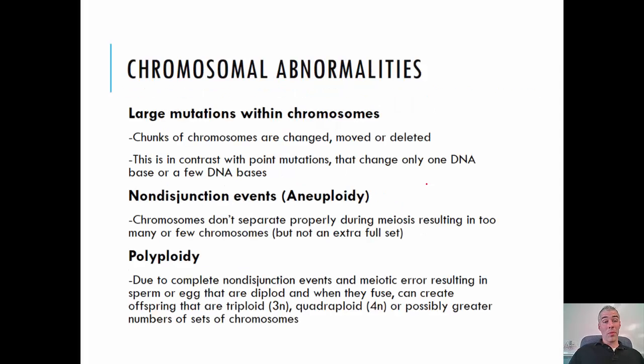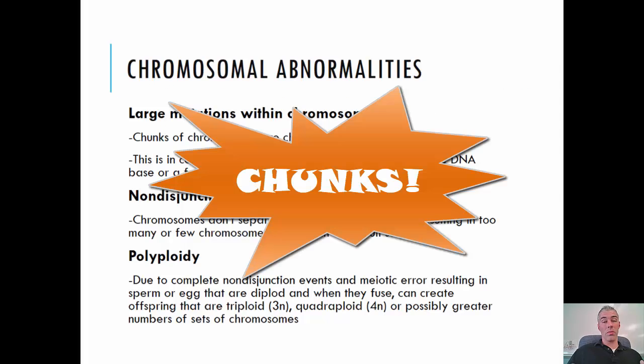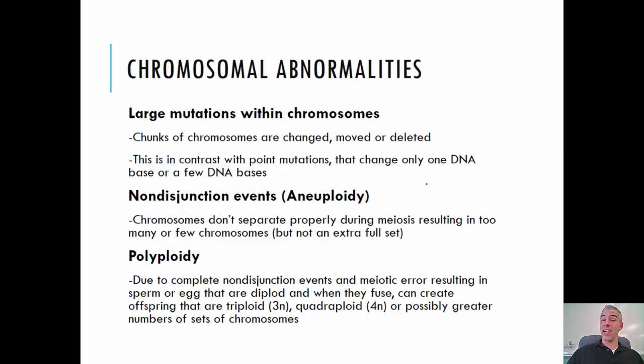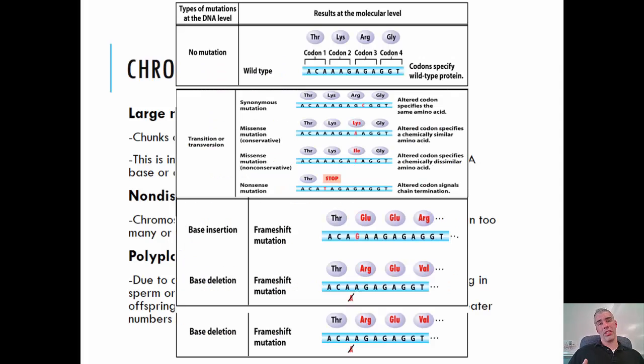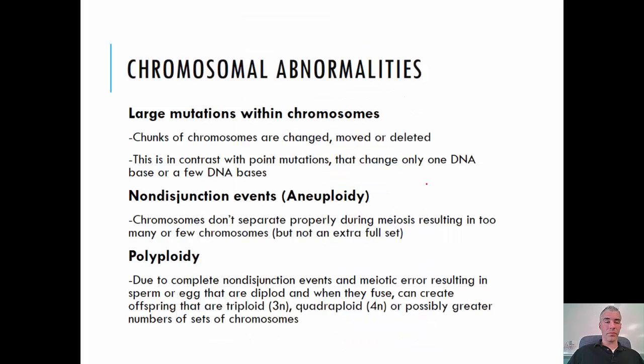Some other chromosomal abnormalities that exist, you can have chunks of chromosomes change, move, or be deleted. These mutations are in contrast with those tiny mutations we talked about before, which could be very serious, obviously, but like point mutations where you're only changing a few nucleotides. I'm talking chunks of chromosomes here. And we're going to talk about those different mutations in a second.